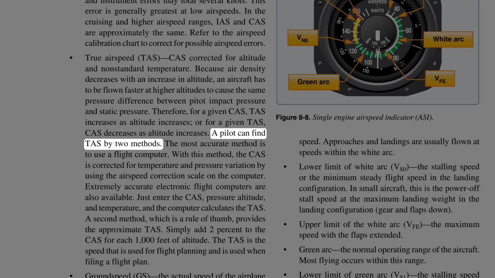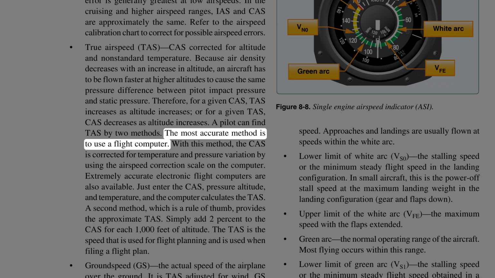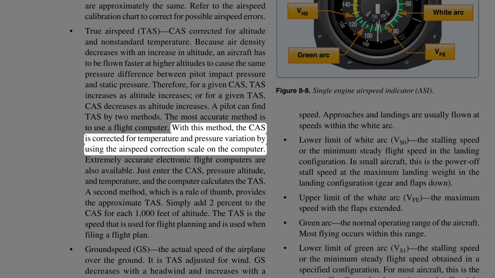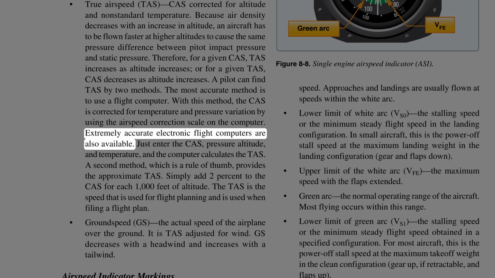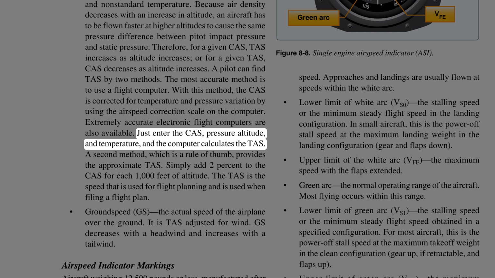A pilot can find TAS by two methods. The most accurate method is to use a flight computer. With this method, the CAS is corrected for temperature and pressure variation by using the airspeed correction scale on the computer. Extremely accurate electronic flight computers are also available. Just enter the CAS, pressure altitude, and temperature, and the computer calculates the TAS.